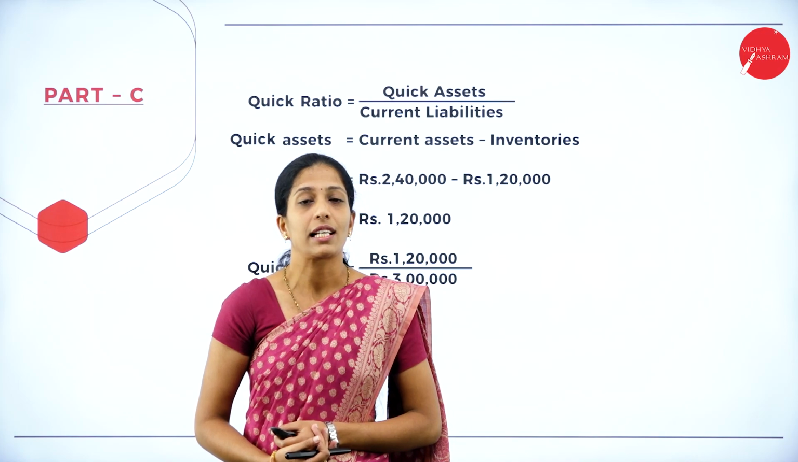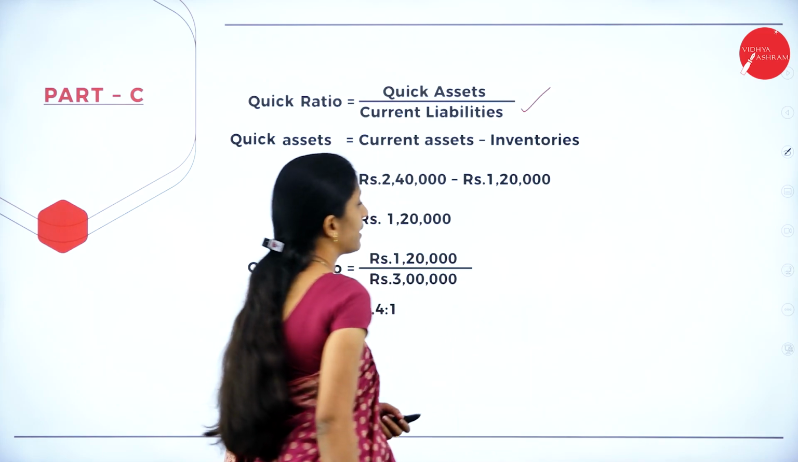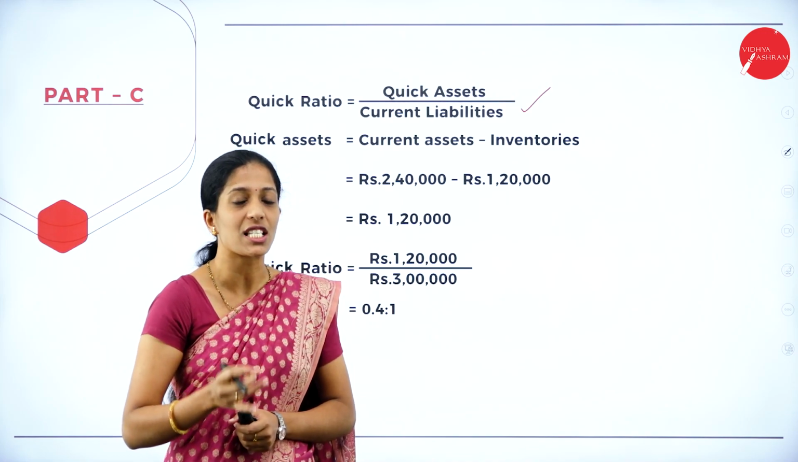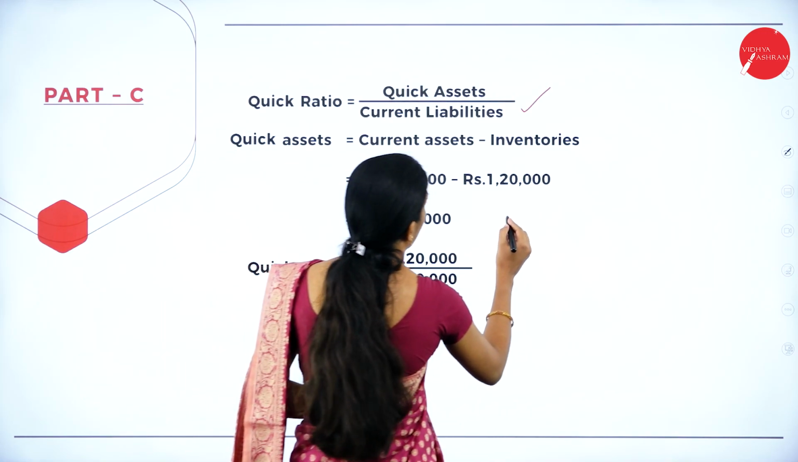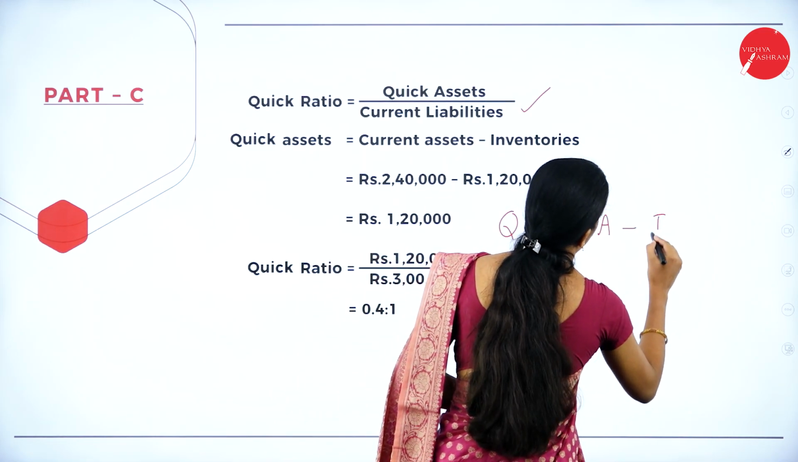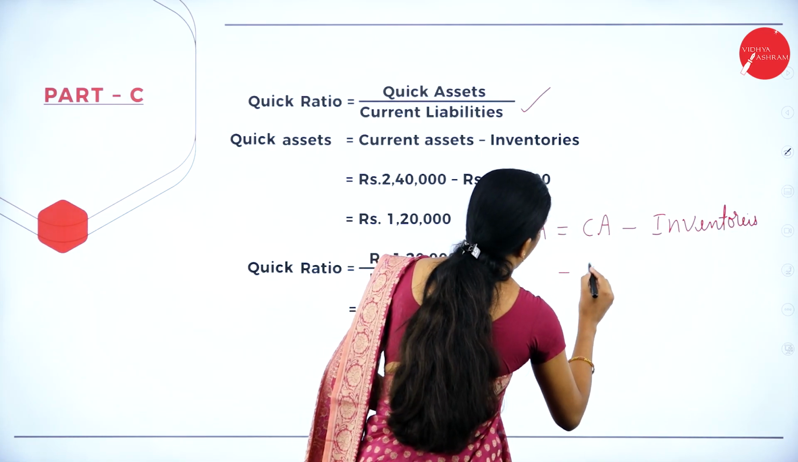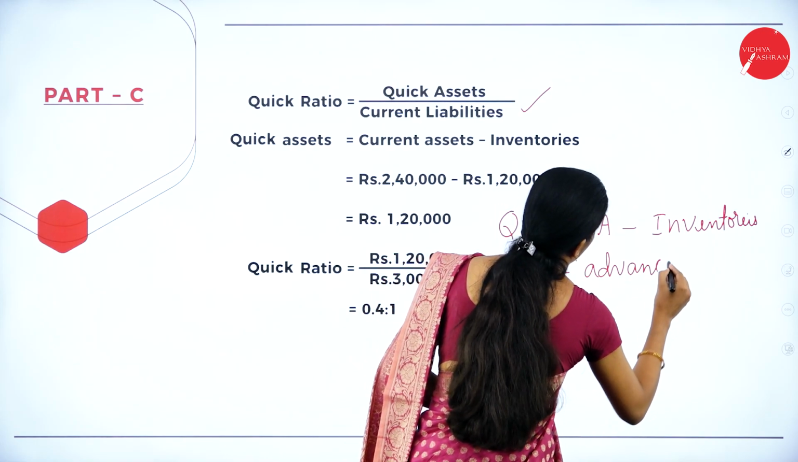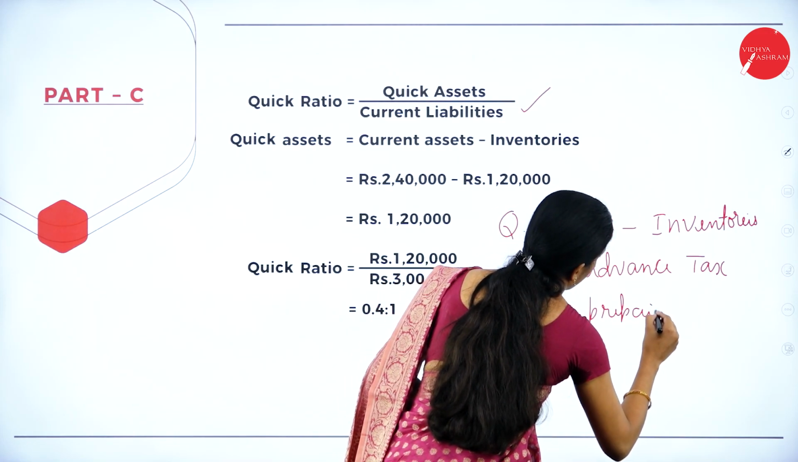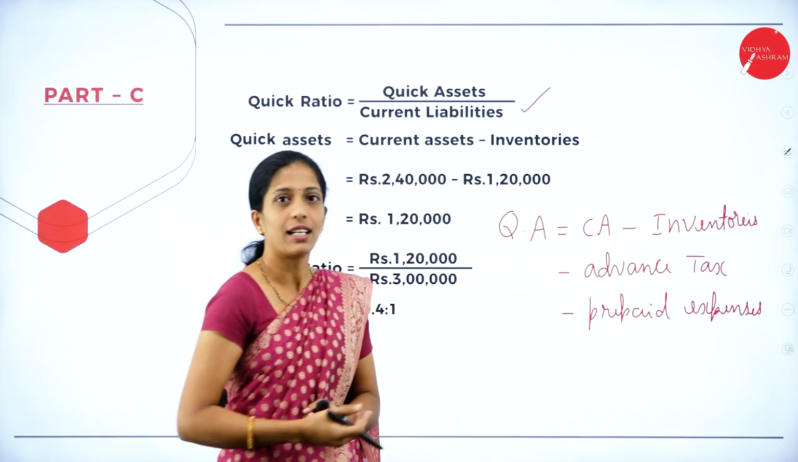Next, they have asked to calculate quick ratio. So, what is the formula for quick ratio? Quick assets divided by current liabilities. Now, we know the total current assets as well as total current liability, but we don't know what is quick assets, correct? So, there is a formula for quick assets. Quick assets is equal to current assets minus inventories or stock, minus advance tax, minus prepaid expenses. So, this will be the actual formula to calculate the quick assets.